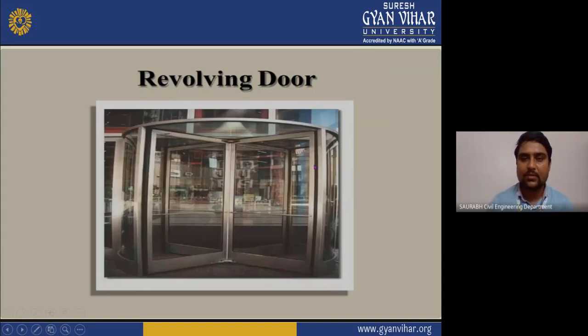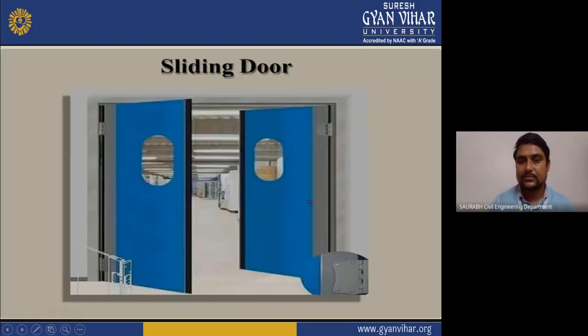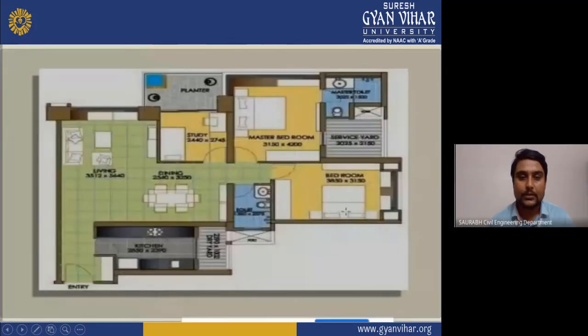And this is the revolving door. This is generally provided in commercial buildings, and this is semi-automatic actually. Sliding door: this is also provided in very special places. You cannot provide this sliding door at your home because the cost of these types of door is very high. So now you can see this is a typical floor plan of a house.